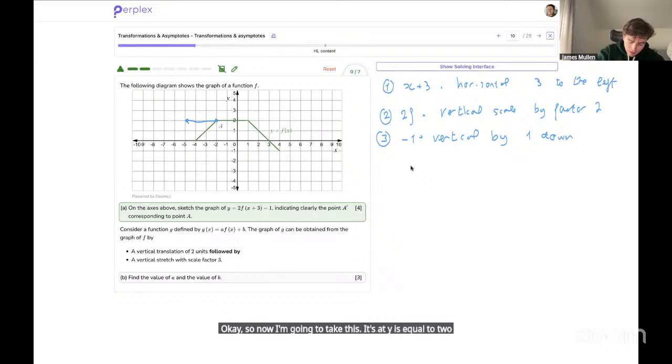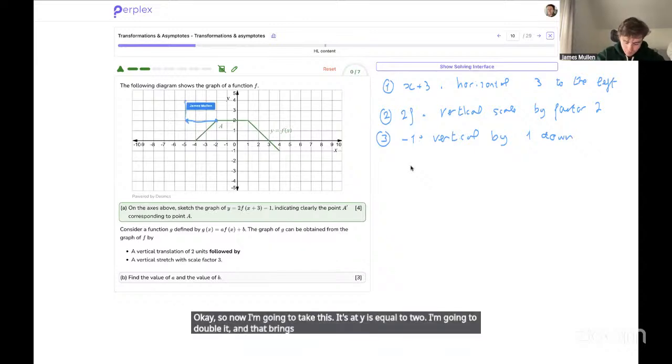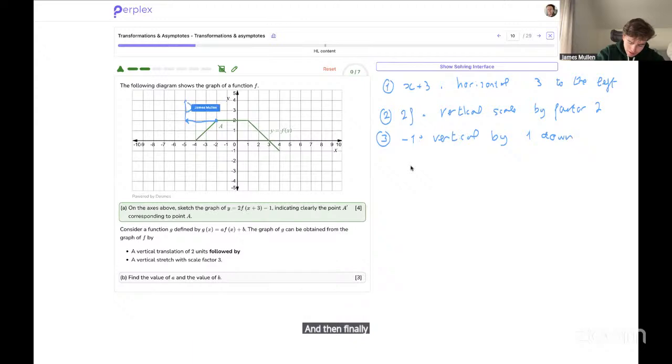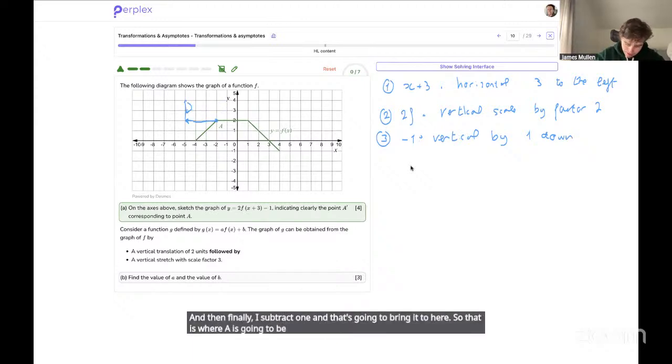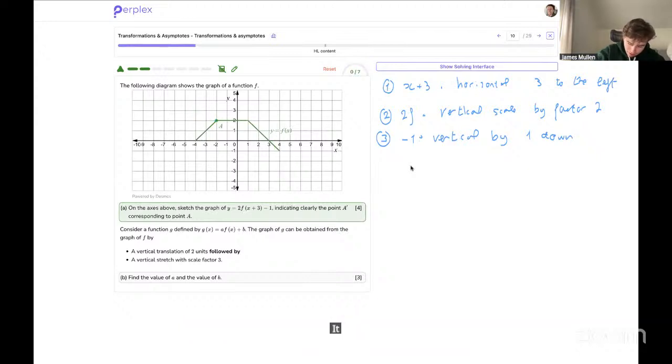I'm going to double it, and that brings it to here. And then finally, I subtract 1, and that's going to bring it to here. So that is where A is going to be. So let me just now erase and write down where it is. It's at -5, 3. So this is A prime.